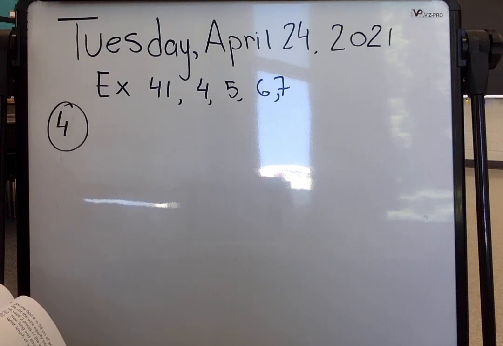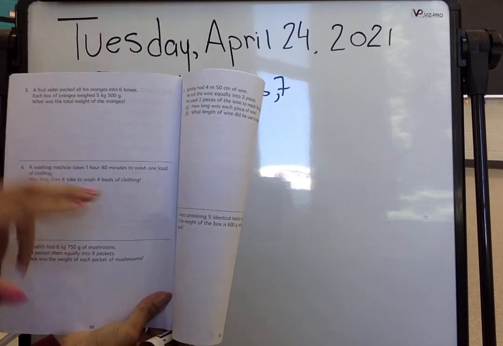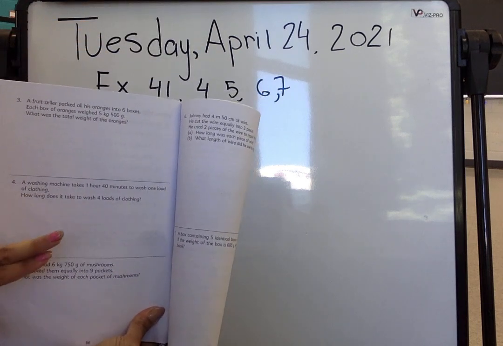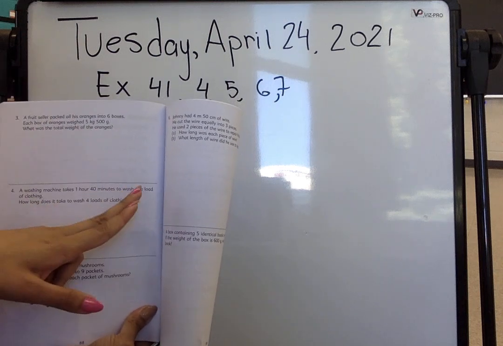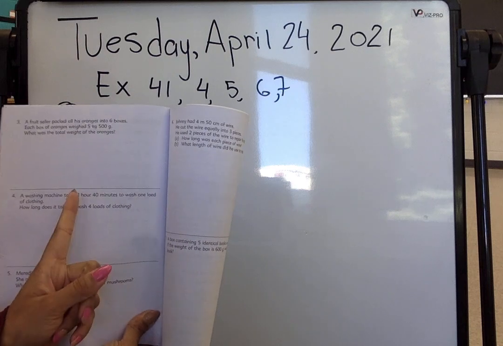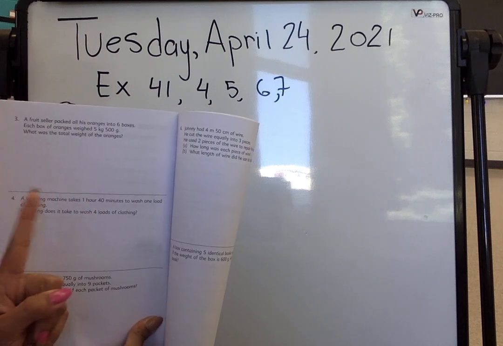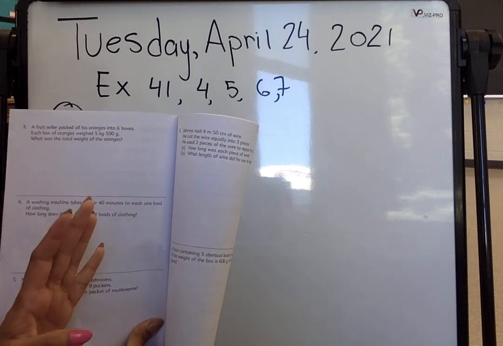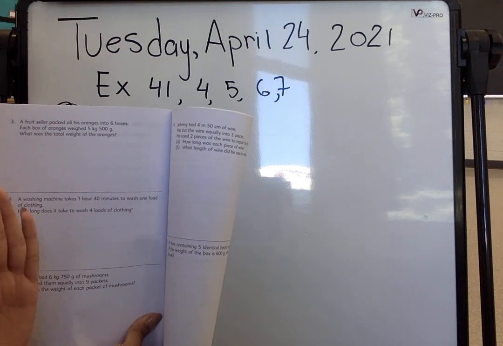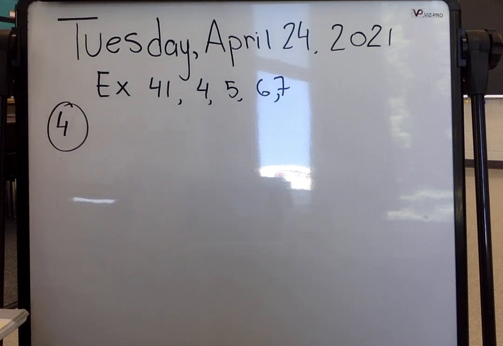Question 4 says, a washing machine takes 1 hour and 40 minutes to wash one load of clothing. How long does it take to wash 4 loads of clothing? So again, because one load takes 1 hour 40 minutes, 4 loads, are they going to take less or more? Obviously more, right? So for more, we always multiply. Okay, so let's go ahead and do that.